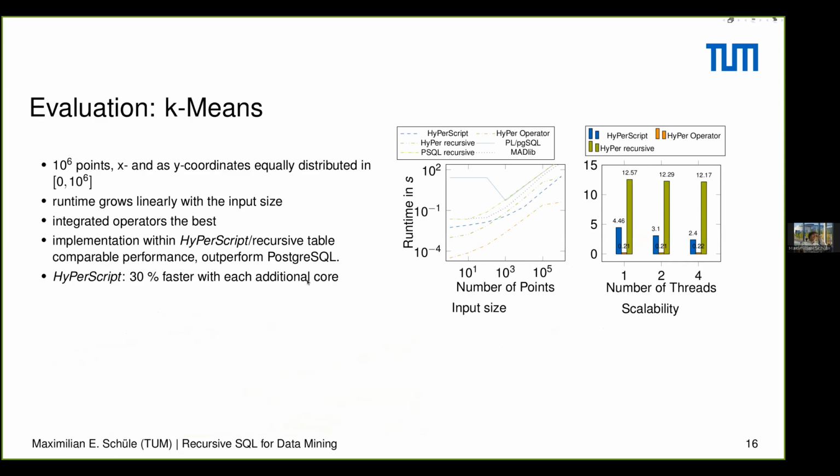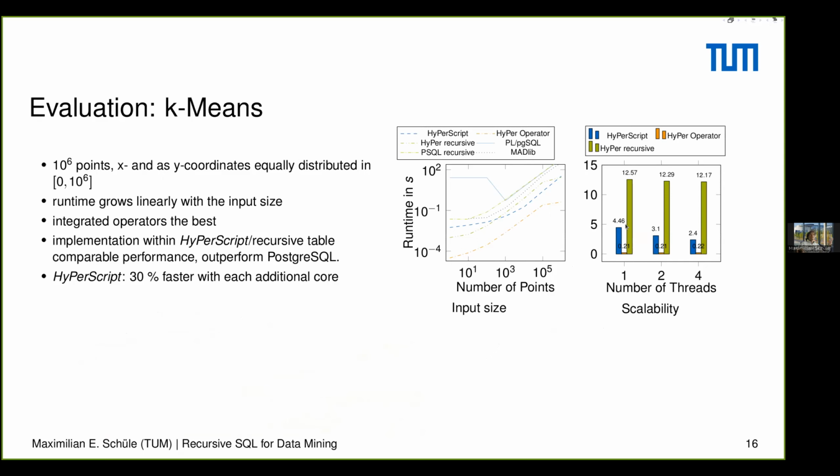So let's first show k-means. We have 10 to the power of 6 points. And what we can see, of course, is that the runtime grows linearly with the input size. And here the integrated operators perform the best, but also our HyPerScript and recursive tables perform quite well, better than PostgreSQL and MATLAB.